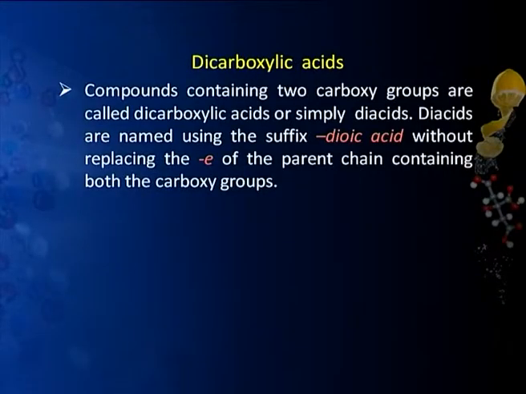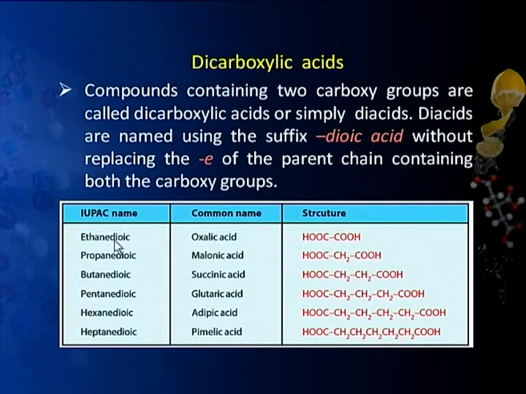Next we take up dicarboxylic acids. Dicarboxylic acids are those compounds which contain two carboxyl groups in them. They are also called diacids, and in the IUPAC system we name them as dioic acid, and while adding this suffix dioic acid we do not replace the E of the alkane part. You remember that when we were naming carboxylic acids, the E of the alkane part is replaced by oic acid, but in dicarboxylic acids when we replace it by dioic acid, the E is retained.